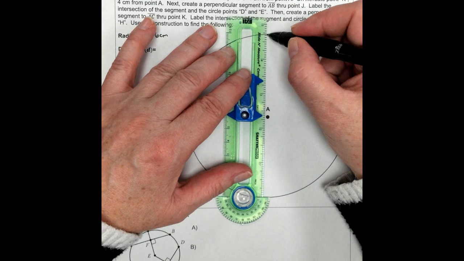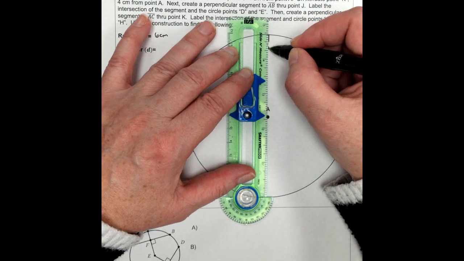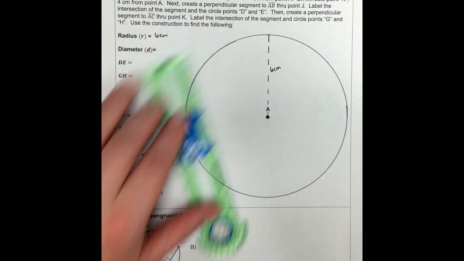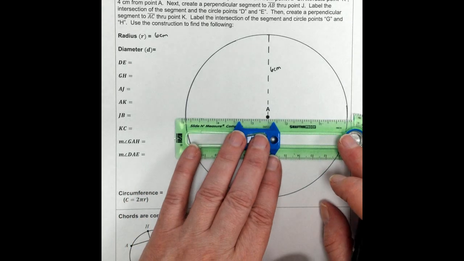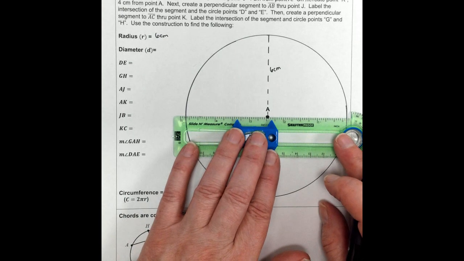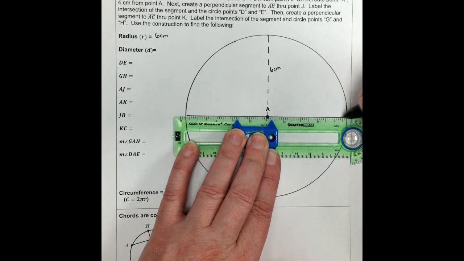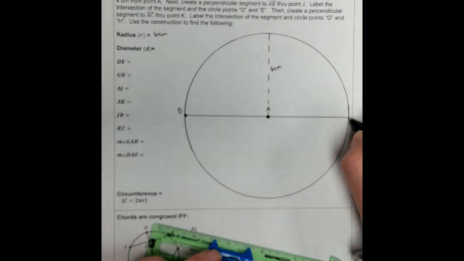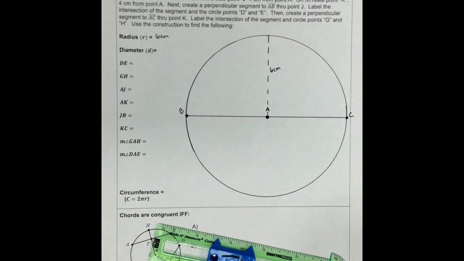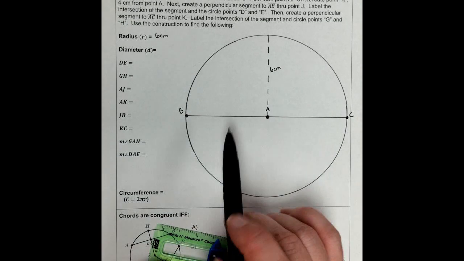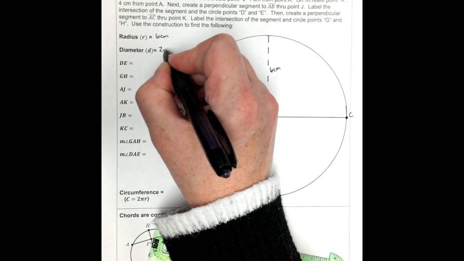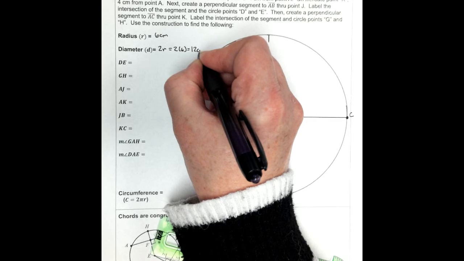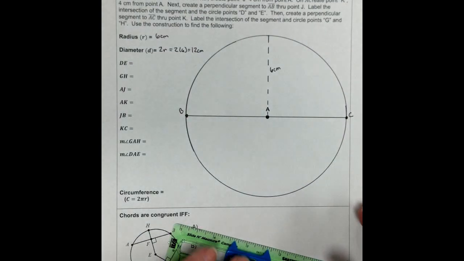I'm just going to create a little dashed line to remind myself that this is 6 centimeters. Alright. Then we're going to create a diameter. We have to go through that center point and mark the endpoints, point B and point C. So now remember, our diameter is twice the radius. So that means 2 times 6 gives me 12 centimeters as my diameter.